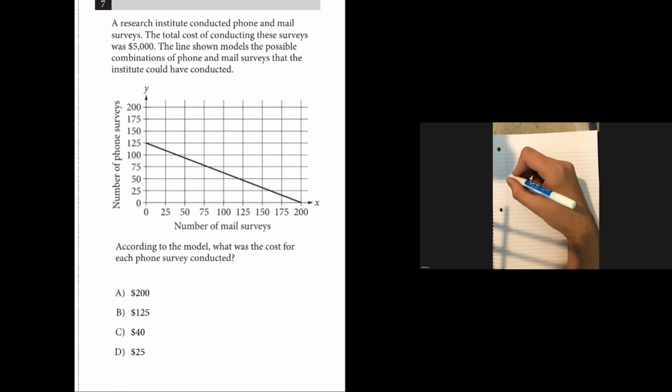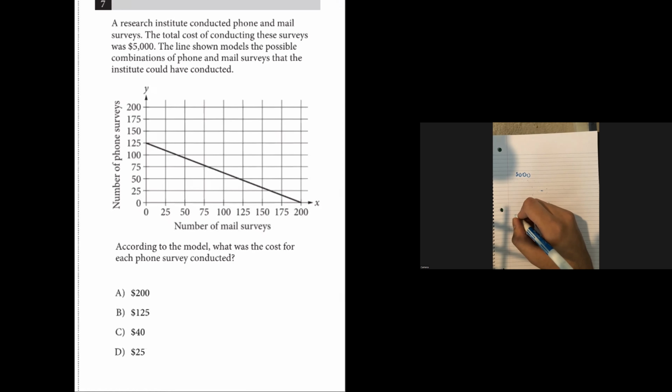Okay, so for this one, we're told that the total cost for conducting is $5,000, and that the line shows the possible combinations. And so we're given the slope of the line and all of that, but we don't even need all that. What we just need to see is the highest points reached. So 125 phone surveys has to equal $5,000, because that means all of the money is just being spent on phone surveys. And we know that 200 mail surveys is also $5,000.